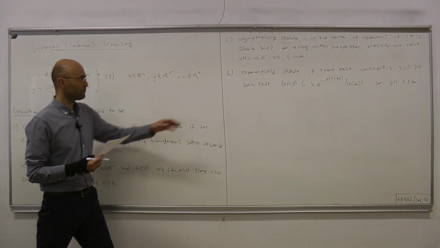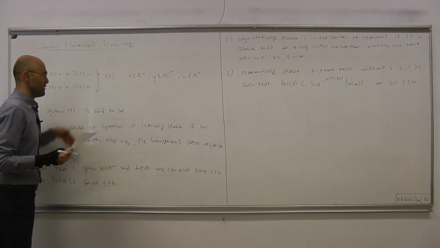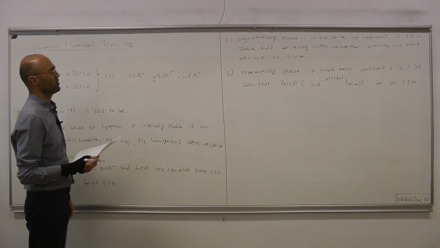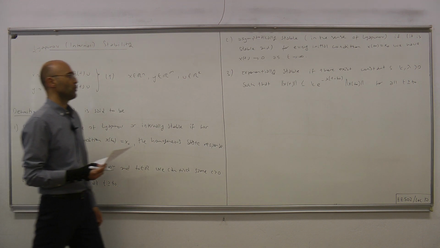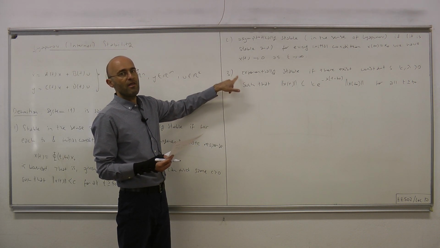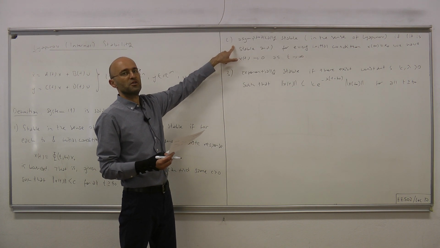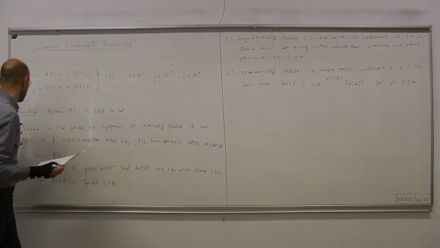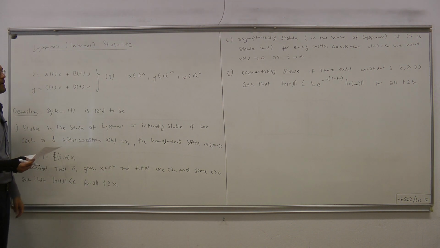So note that as we go from 1 to 3, the definition becomes stronger and stronger. In other words, if your system is exponentially stable, then it's automatically asymptotically stable. If your system is asymptotically stable, then it's automatically stable. Okay.